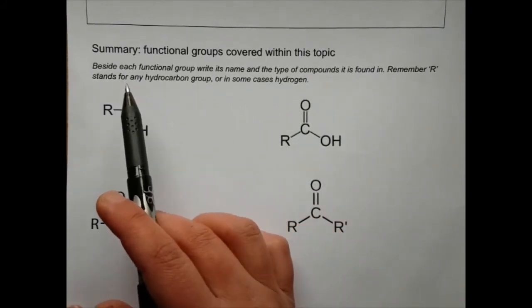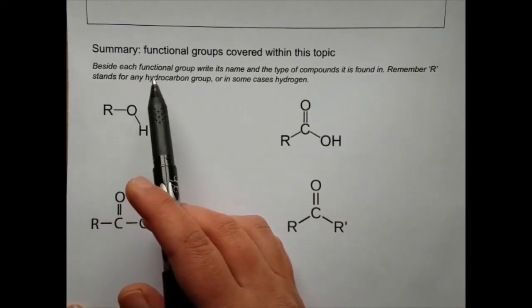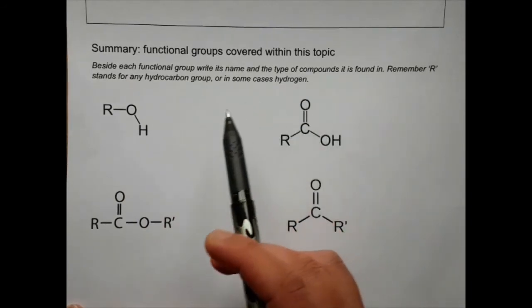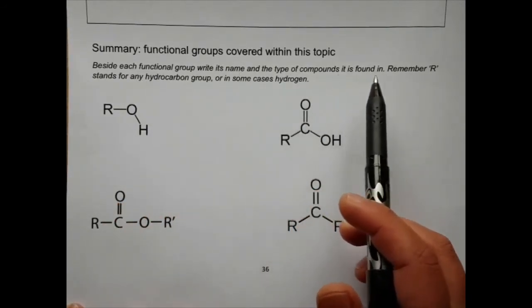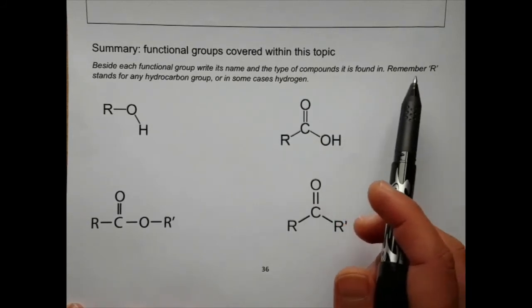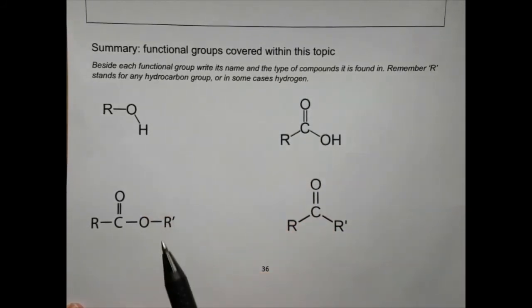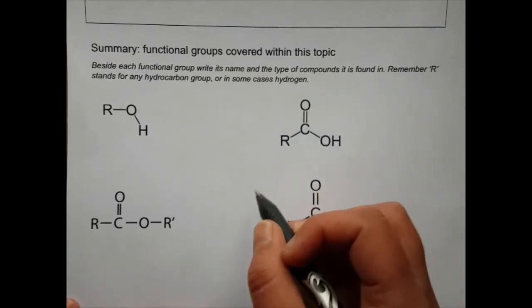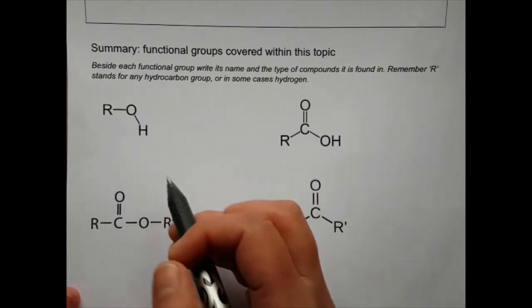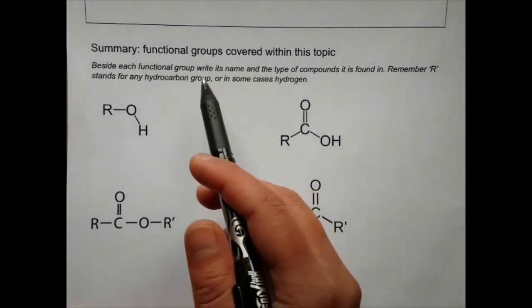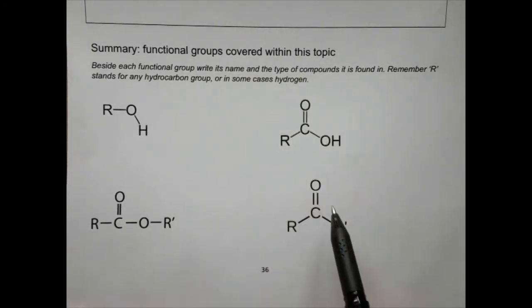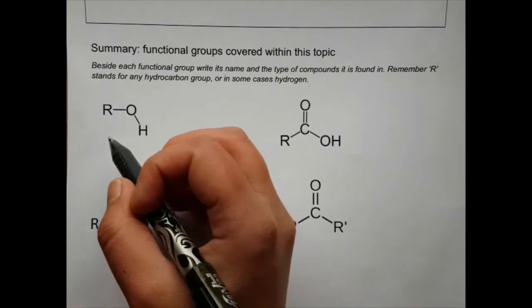So the only thing I'd like to say about this page is I want to just add a little bit in. So it says beside each functional group, write its name and the type of compounds it's found in. So remember, R can stand for any hydrocarbon group, or in some cases hydrogen. I want to also add in a little bit about intermolecular forces. So I'm going to leave you to find the names and the types of compound for the different functional groups.